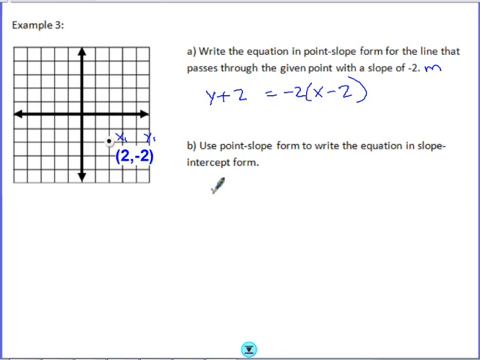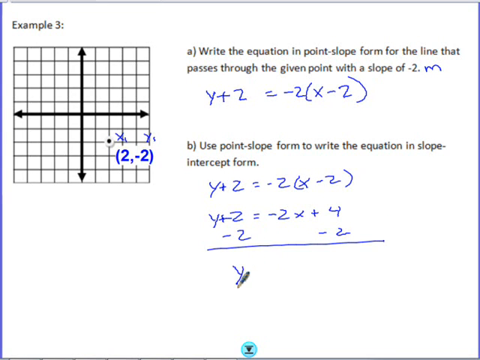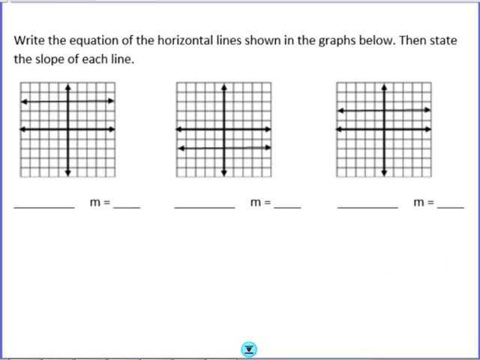Alright, and then we're going to change that into slope-intercept form. So first thing I'm going to do is distribute on the right side, so y plus 2 equals negative 2x plus 4, and then I've got to get y by itself, so I'm going to subtract 2. y equals negative 2x plus 2. There it is in slope-intercept form. That's it for point-slope form. We are going to look really quickly at horizontal and vertical lines.